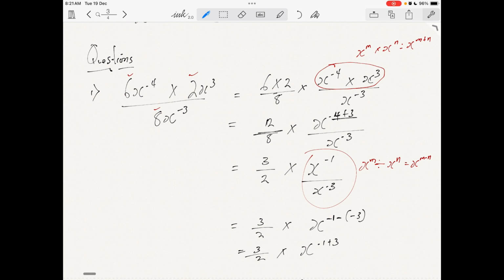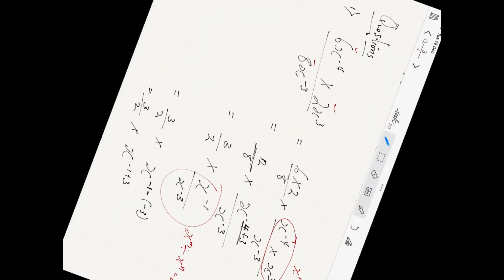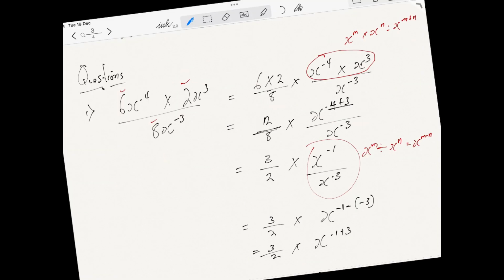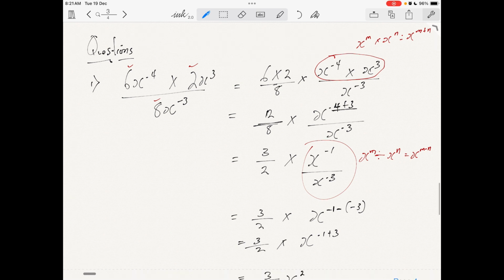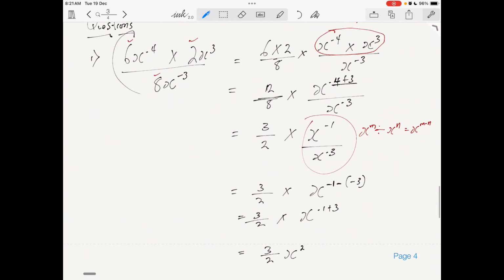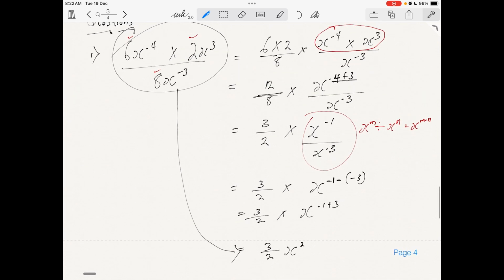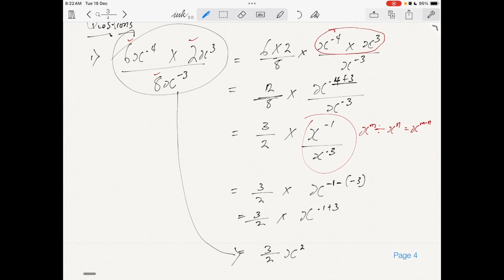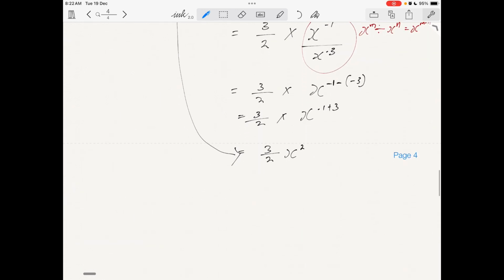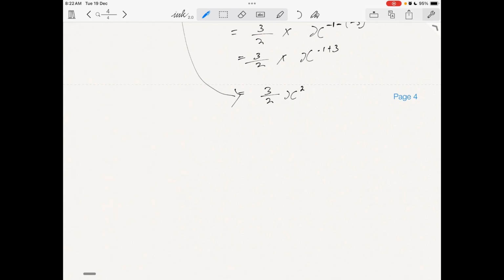So we can see that everything here is being reduced to this. So that's the fun thing about indices. We can reduce the largest of expression into a single one. Okay. So if that was easy, then let's try question 2.